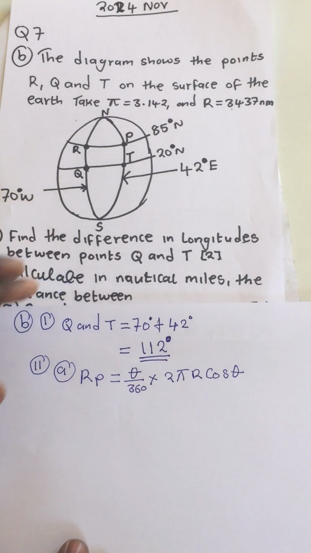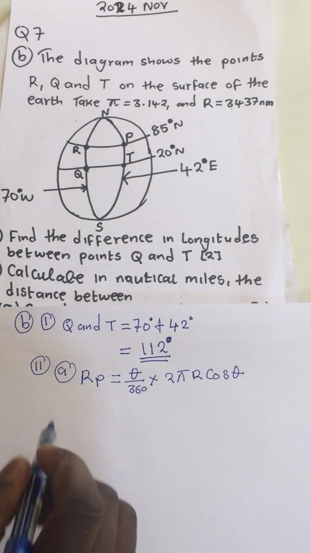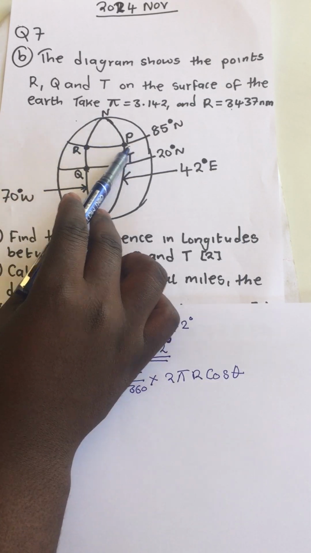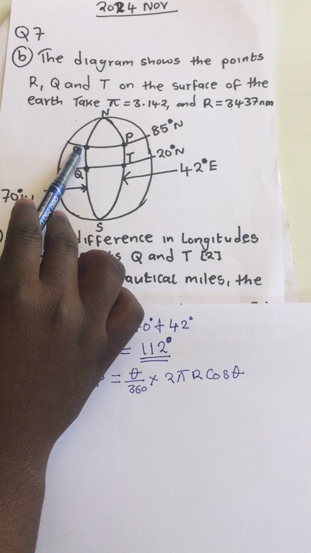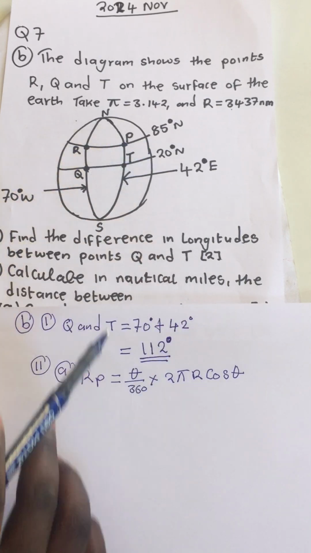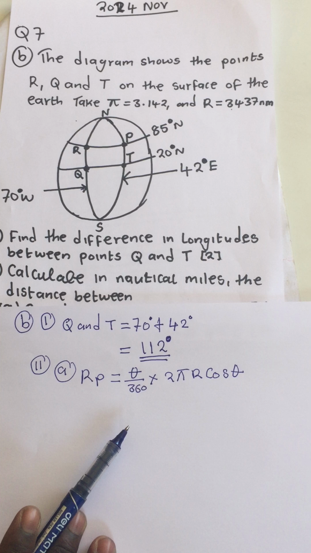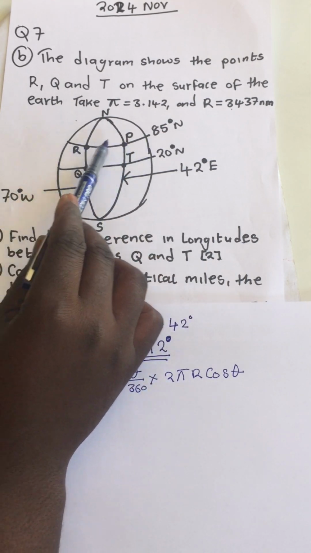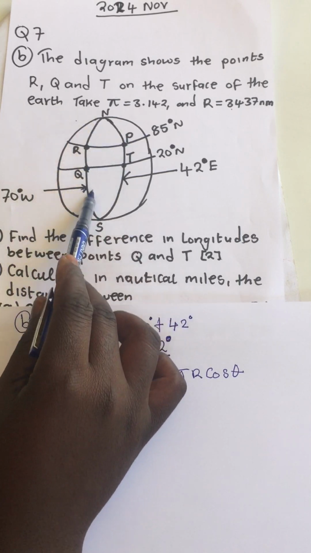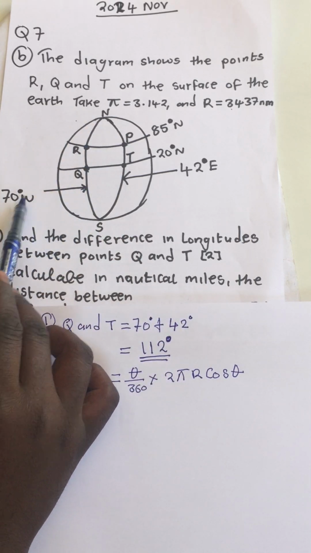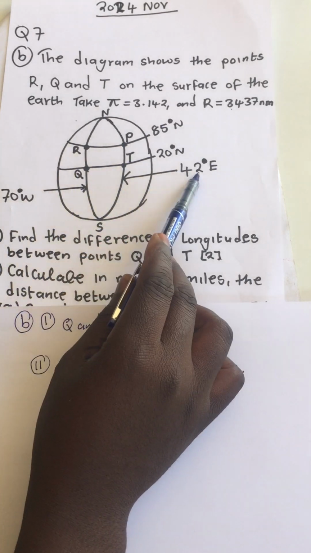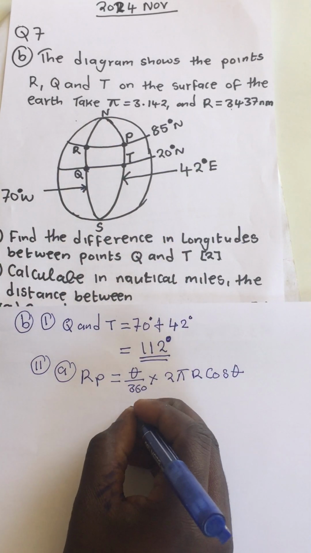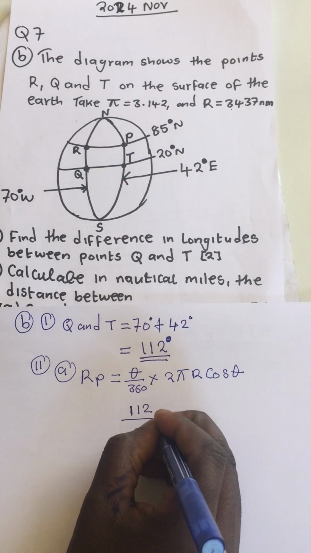The next thing you do, since you have been given to find the distance along the latitude line, you add the longitudes as the angle. So what do I mean? If you have been given to calculate the distance RP, it means you add the longitudes. Longitude for R is 70, longitude for P 42. So what is 70 plus 42? You get 112.